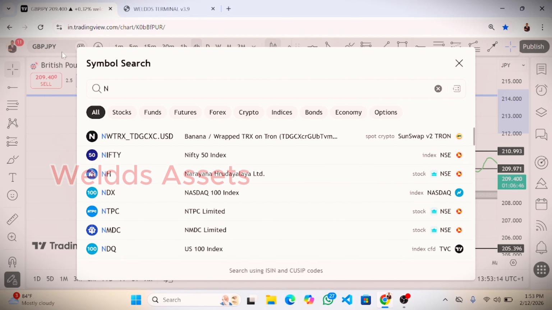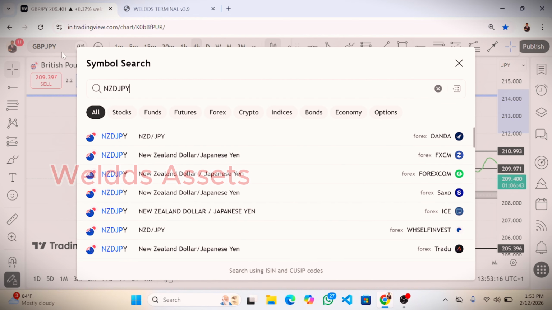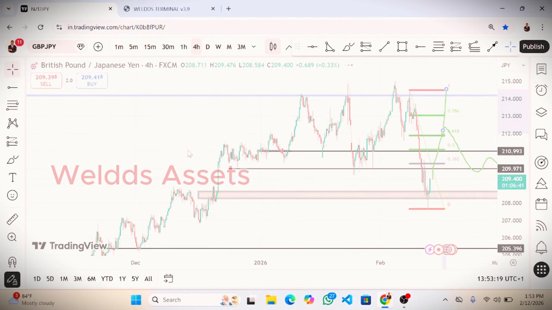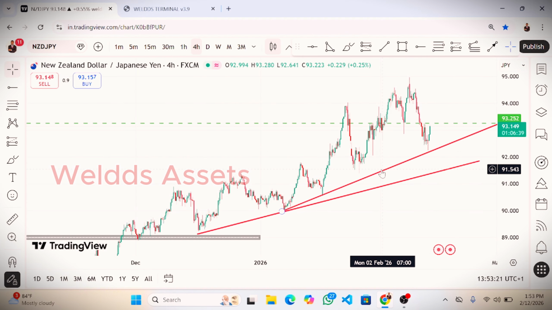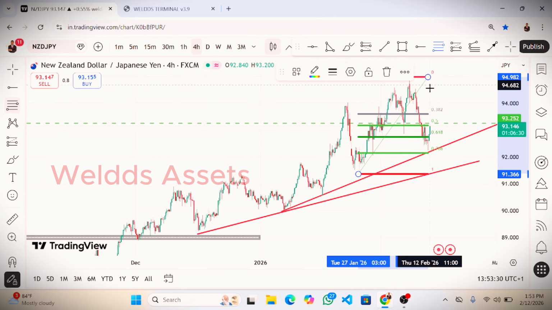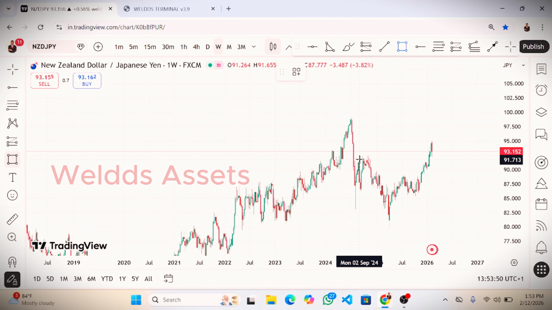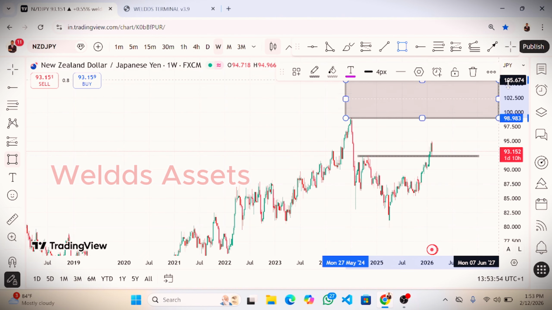If you look at NZDJPY, New Zealand dollar against Japanese yen, this currency pair is another nice one. Because from here it is trading. If you use your Fibonacci retracement from this level and go there, you will see that the market came to the 61.8 Fibonacci level and it is retracing. Since it has already broken this level and retested, the next level that it is going to move to is here. Always trade the currency pairs that give you clarity.